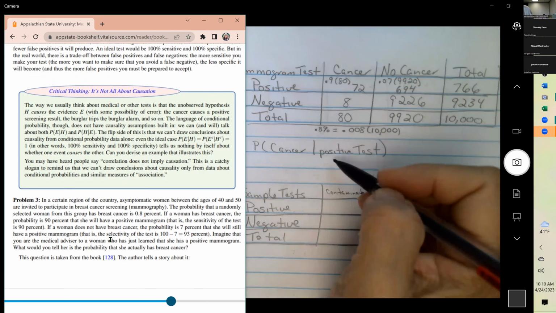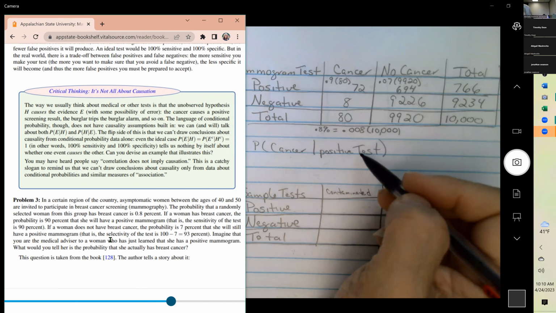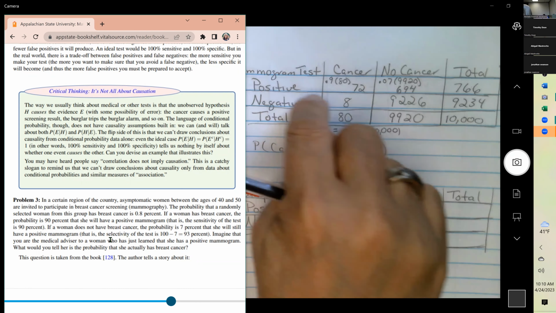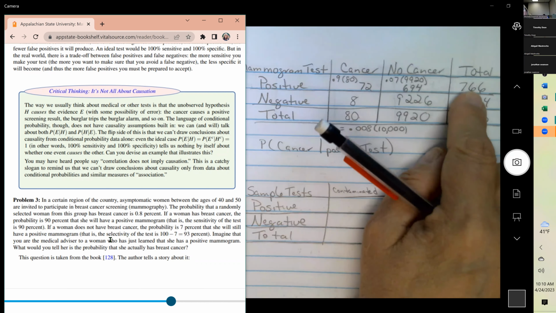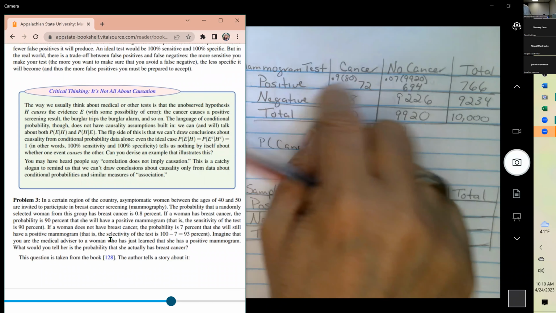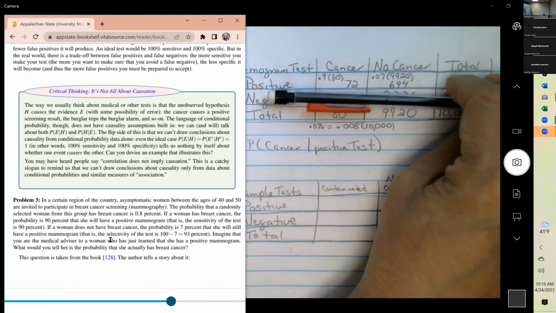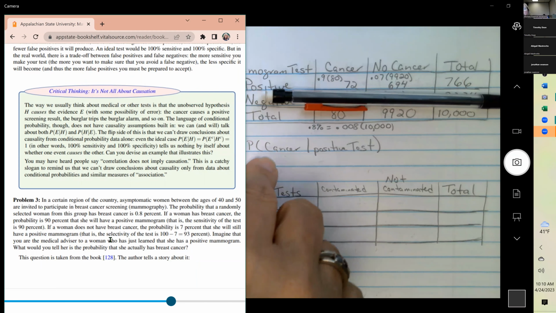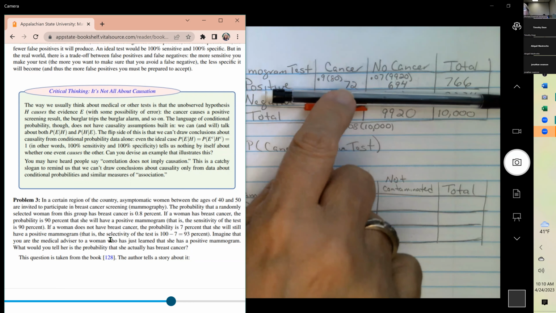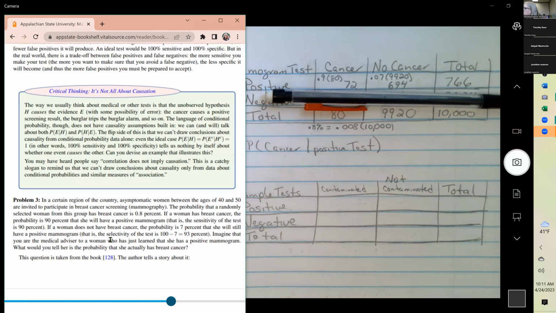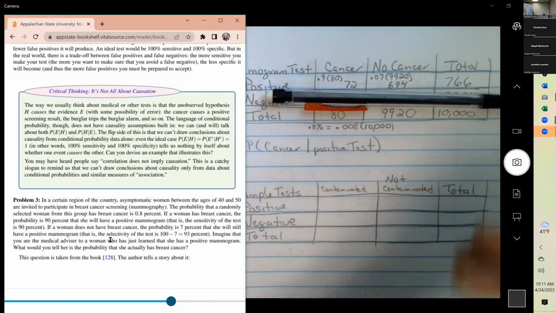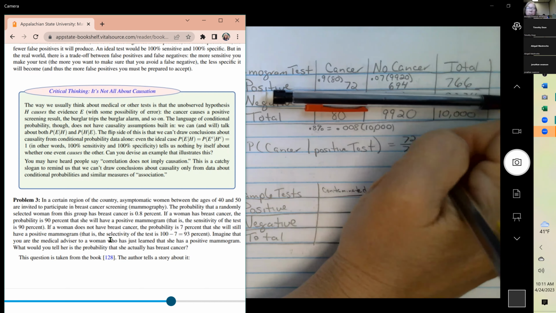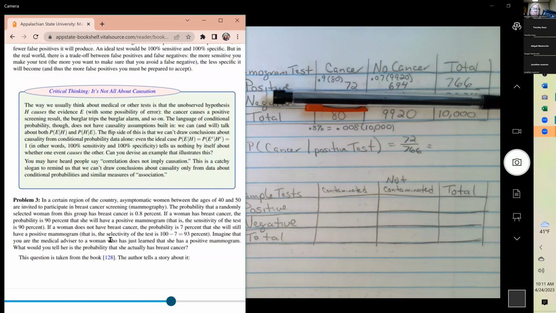So the probability of cancer given they tested positive. Now, tested positive, we know, so that means we're only using those 766 people because we already know they tested positive. So we only use this. And we want the probability of cancer. So those who have cancer is 72 out of the 766.